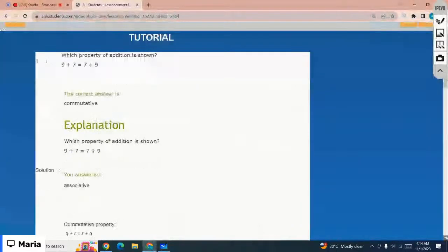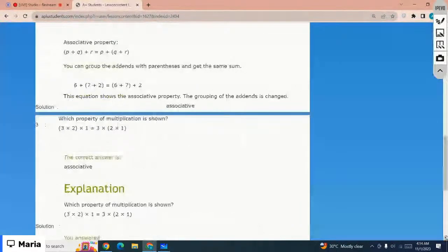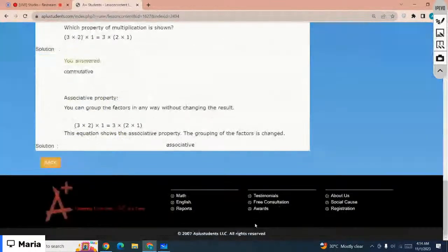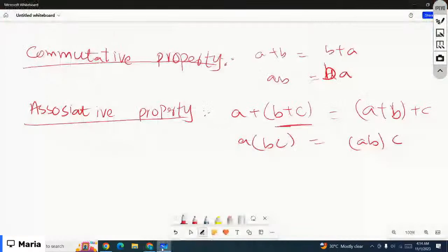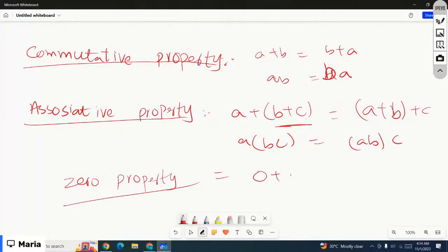Okay, the next one. One more property of addition is, hold on, I forgot the name. Zero property. If you add zero to a number, the number stays the same, right? And if you multiply zero with a number, the answer is zero. It doesn't matter what the number is. If you multiply the number with zero, the answer is zero.